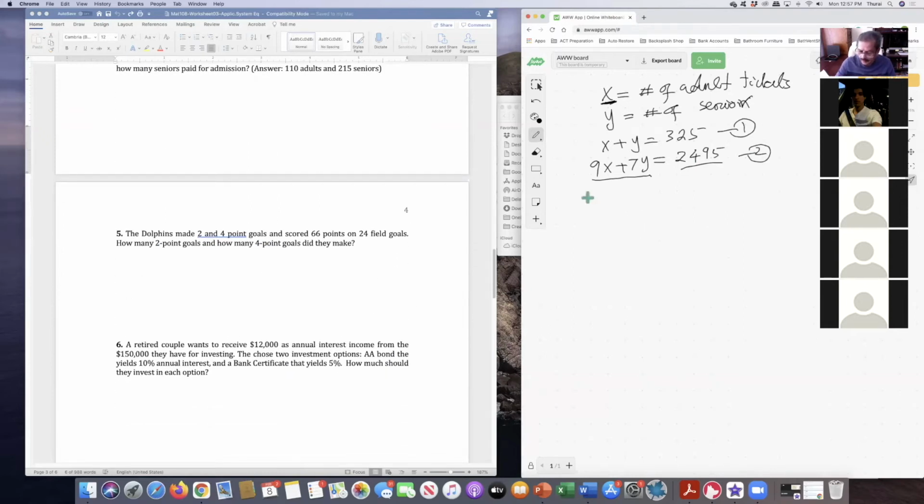So let's go to number 5. The Dolphins made 2 and 4 point goals. So certain goals earn 2 points, other goals earn 4 points. They made both kinds of goals, and they scored 66 points altogether on 24 field goals. So the 24 field goals include some 2 point goals and some 4 point goals. We will call the number of 2 point goals X. X equals the number of 2 point goals. And Y will be the number of 4 point goals.